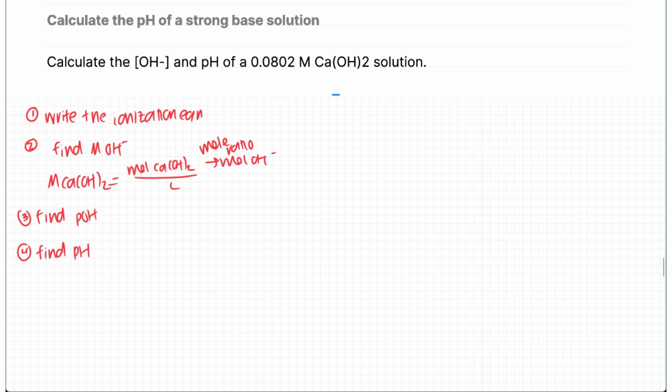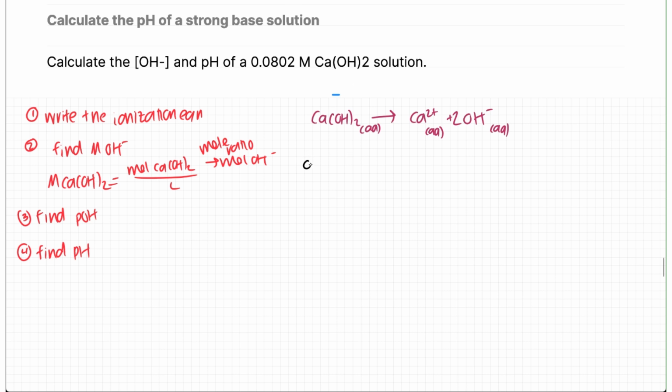For all strong bases, we have 100% ionization, and this means that all of the ions are going to completely split apart. So we have one full arrow to show this 100% ionization, and we'll write our two ions, Ca2+ and OH- as products. We do need the equation to be balanced. So we have 2 OH- for every 1 Ca(OH)2.